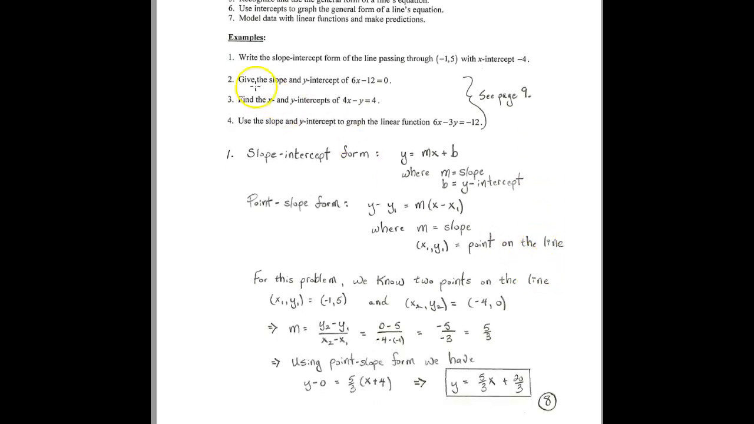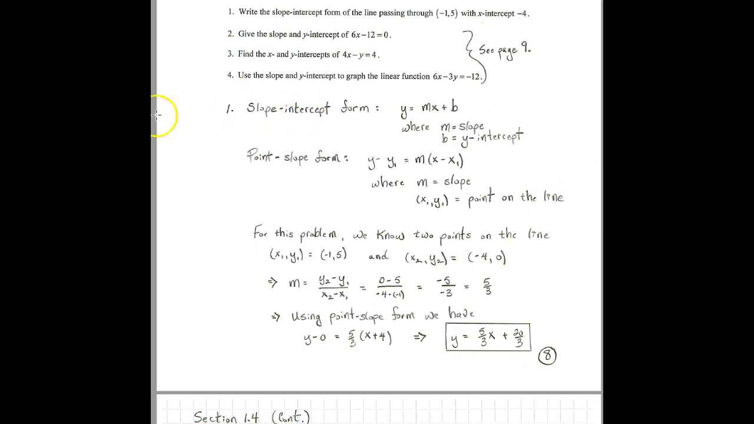So in the first example, we want to write the slope-intercept form of the line passing through the point -1, 5, with an x-intercept of -4. Let's quickly review the different types of ways we will see the equation of a line. First of all, the slope-intercept form, which everyone's probably very comfortable with, y equals mx plus b, where m is the slope and b is the y-intercept.